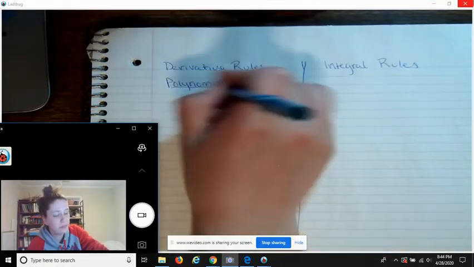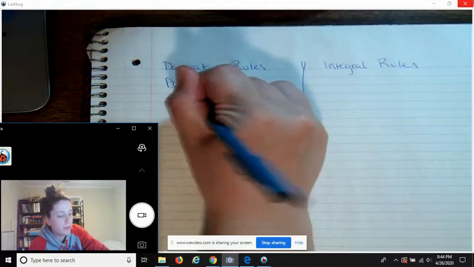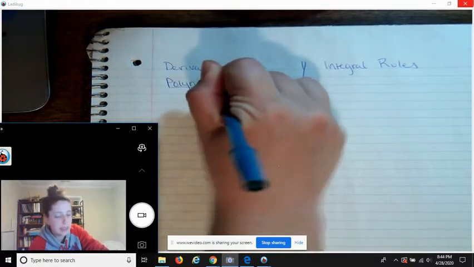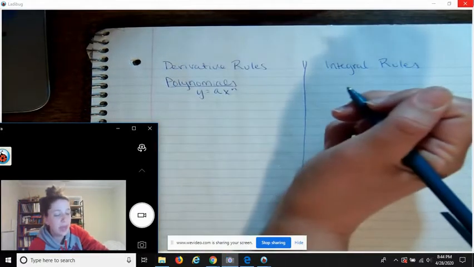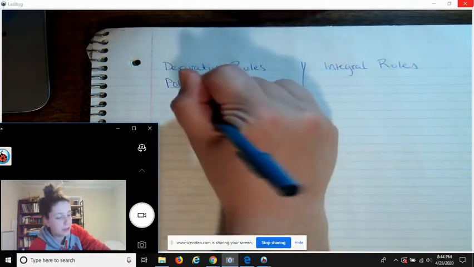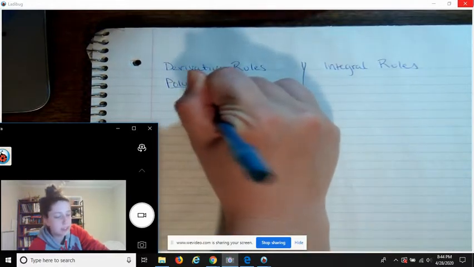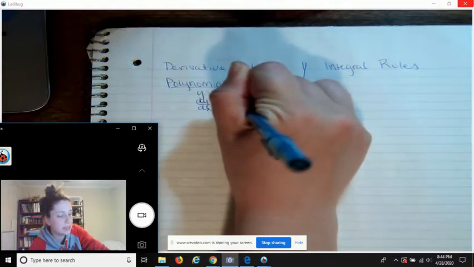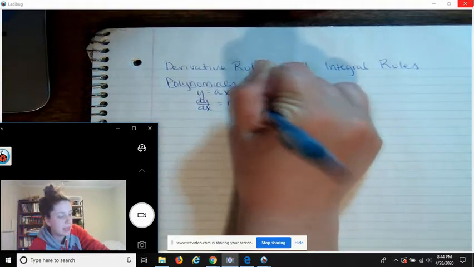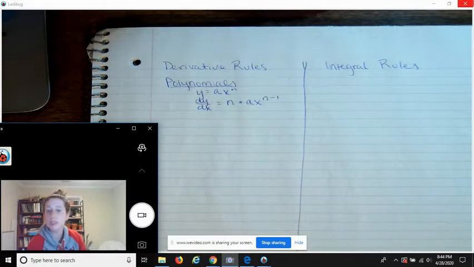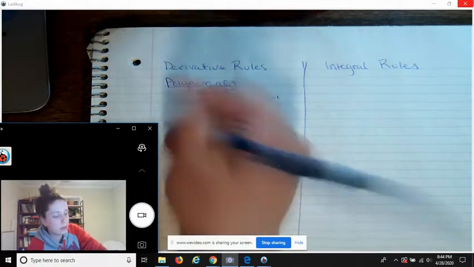First, remember if we have y equals ax to the n power, then when we take the derivative, our dy/dx should be n times ax to the n minus 1. Okay, polynomials. We'll do a quick example.